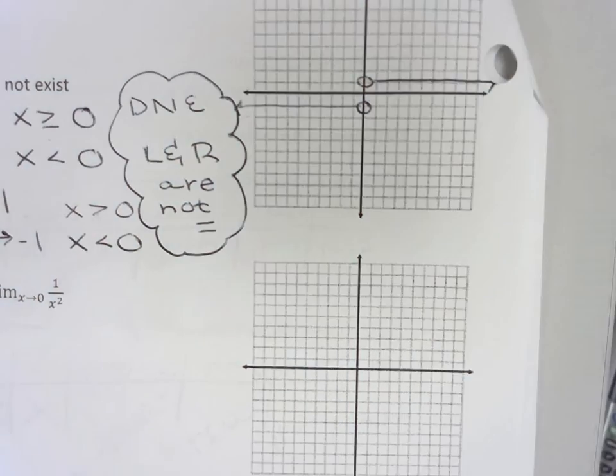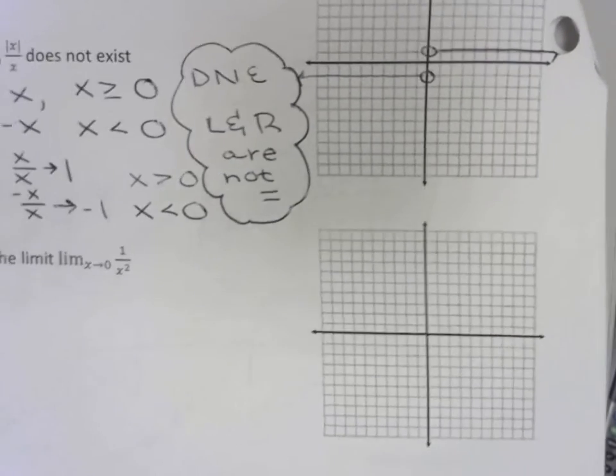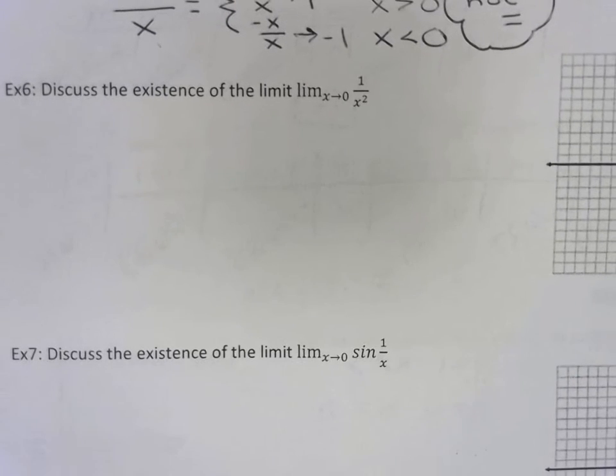We'll talk in a couple days about when they wouldn't have to, if I'm just looking at the left or if I'm just looking at the right. But in general, for a general limit, the left and the right have to be approaching the same thing, which they don't in this case. Okay, example 6. So that's one case where a limit does not exist, if the left and the right do not approach the same thing.